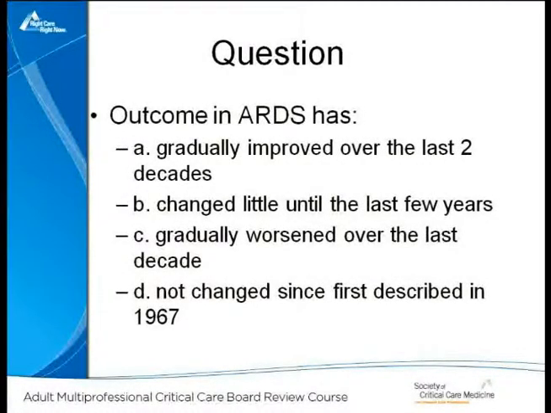So Wes touched on some of these ideas yesterday. I'll give you my take on it. Outcome in ARDS has gradually improved over the last 2 decades, changed little until the last few years, gradually worsened over the last decade, not changed since first described in 1967. So how are we doing in taking care of this process?